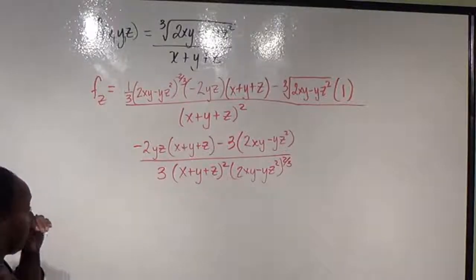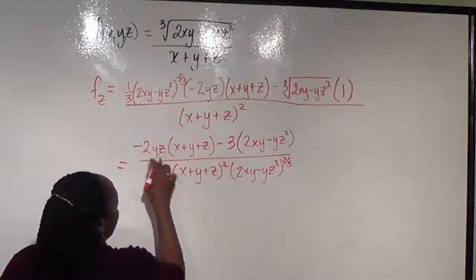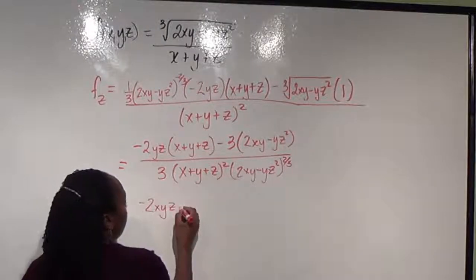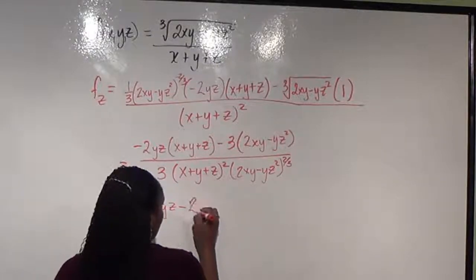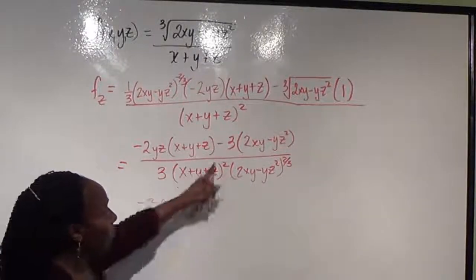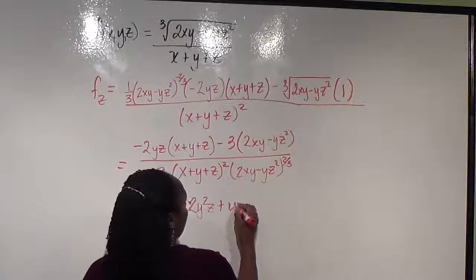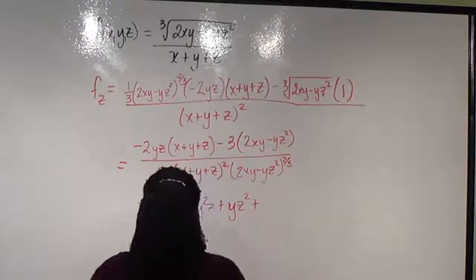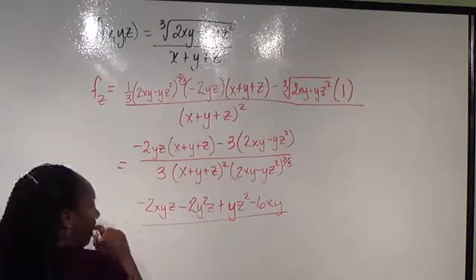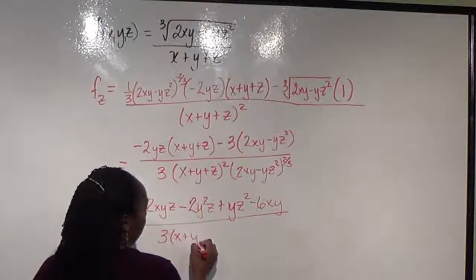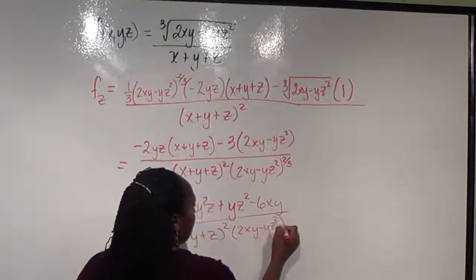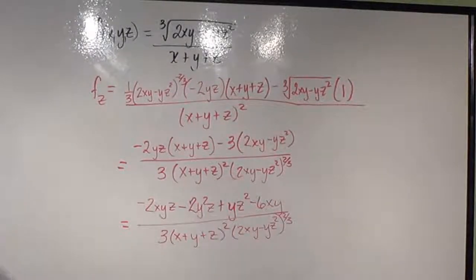Okay. Again, combining like terms, so we'll get a negative 2xyz minus a 2y squared z. We'll get a minus 2yz squared plus 3 of those minus a 6xy. And again, that's all going to be over that denominator. So there would be our partial with respect to z.